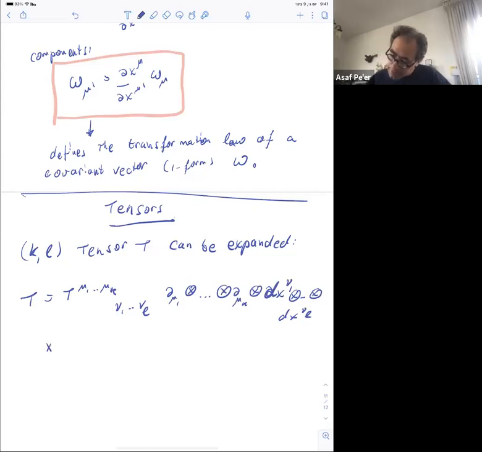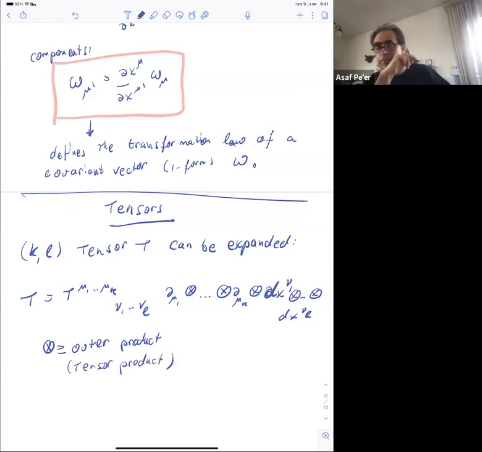This is what's known as the outer product, or tensor product. This is the second name of that.